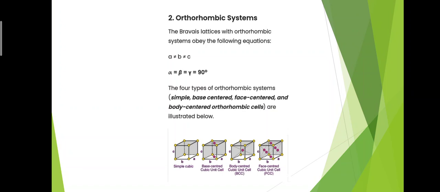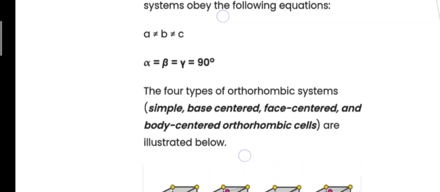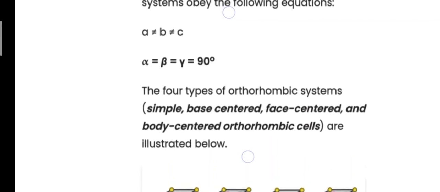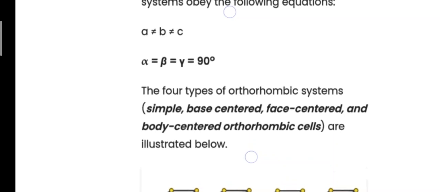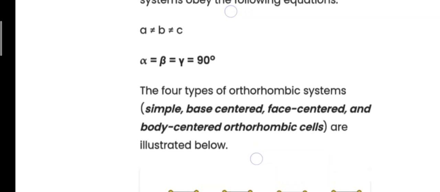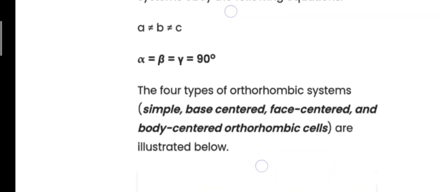Number 2. Orthorhombic systems. The Bravais lattices with orthorhombic systems obey the following equations. A is not equal to B is not equal to C, and alpha is equal to beta is equal to gamma is equal to 90 degree. The 4 types of orthorhombic systems: simple, base-centered, face-centered and body-centered orthorhombic cells.